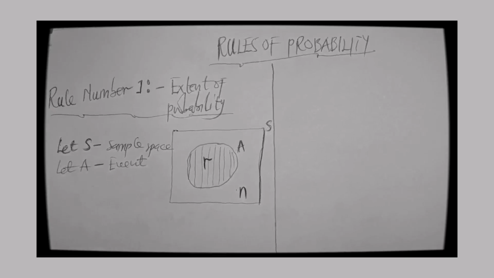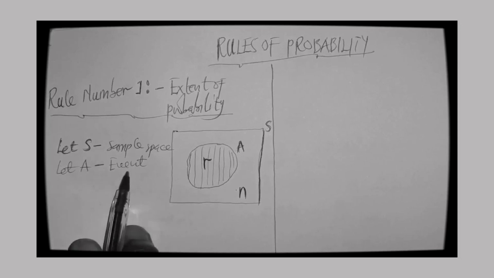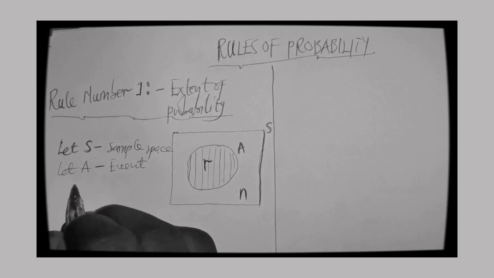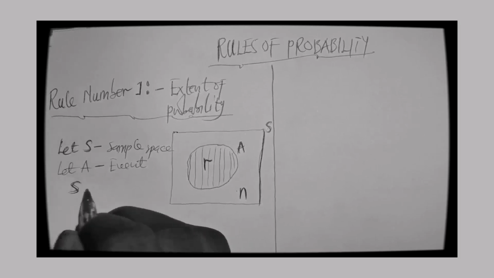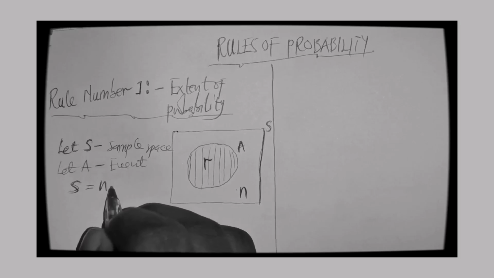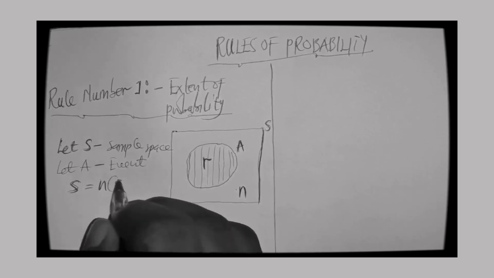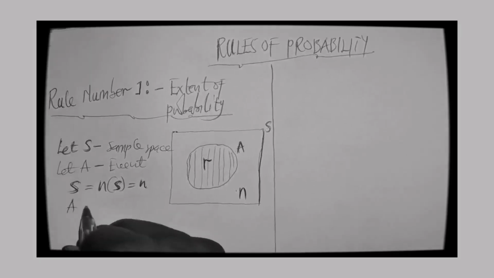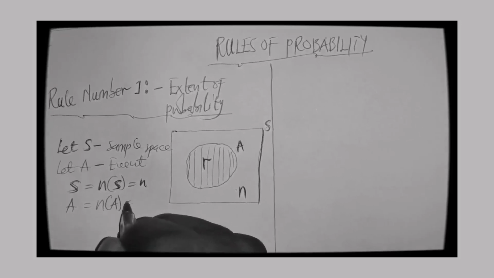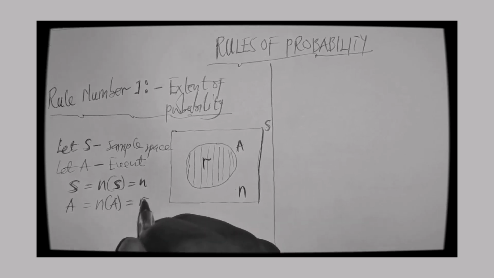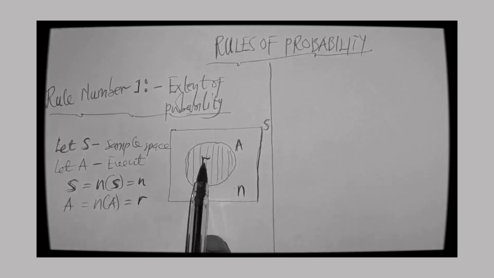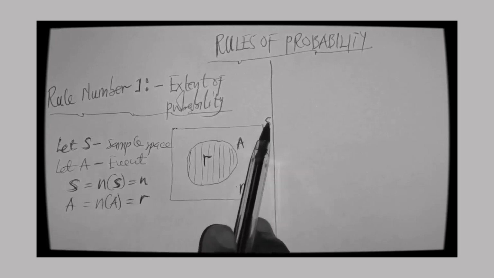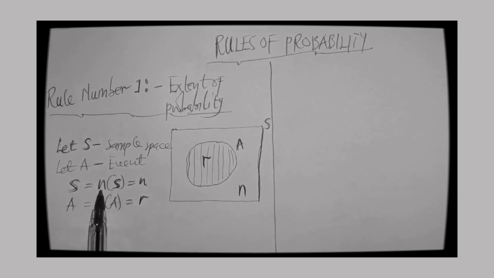Now, if S is a sample space and A is the event, let's represent the sample space by the number n. So let X, the sample space, be equal to the total number of outcomes, represented as n. And the number of the event A is also equal to, let's use R, as I've indicated here. So R represents the event, and n represents the sample space.